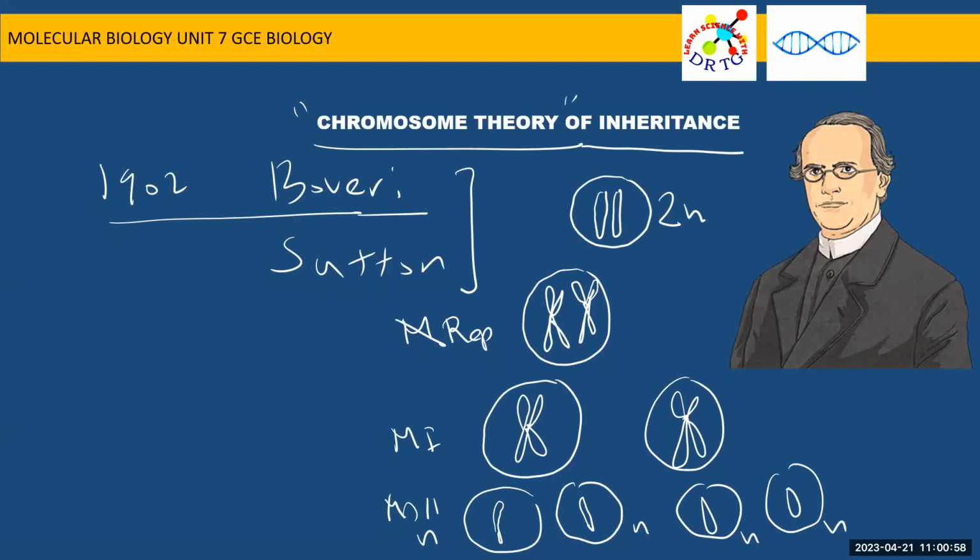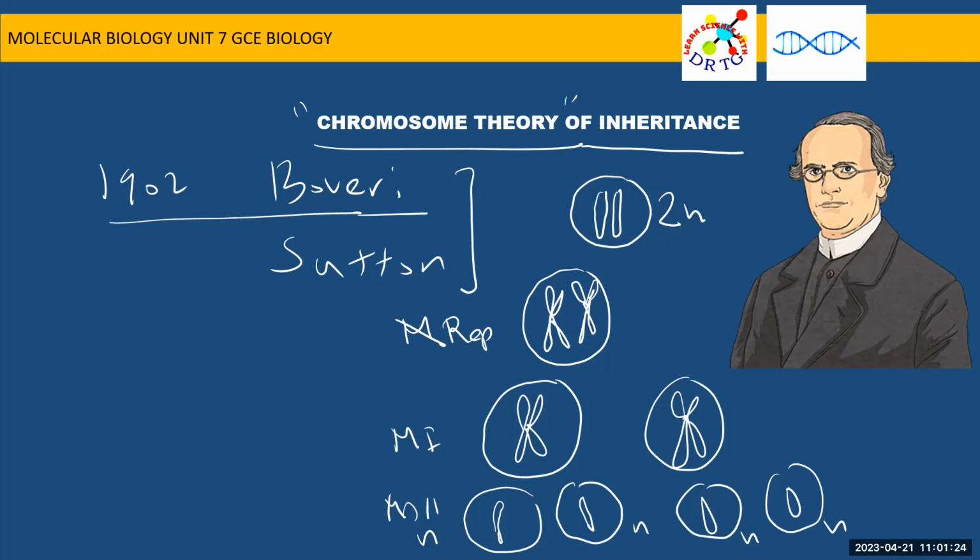Around 1902, when they proposed this theory, it was new to the scientific world. For us, it's nothing because we learn meiosis from the very beginning. The whole process we learn. But when they proposed it around 1902, it was really interesting for understanding so many things.